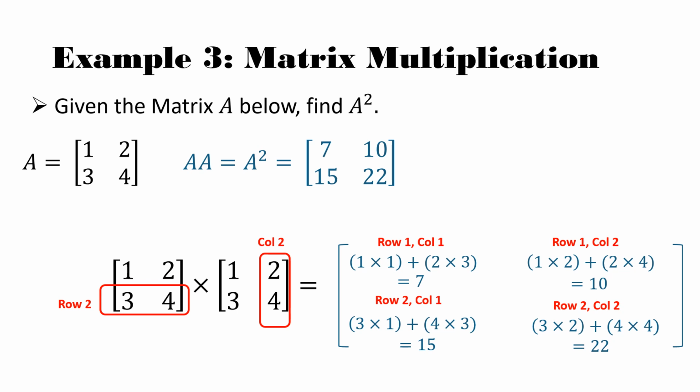So if we want to get A squared, effectively what we're doing is we're getting A squared, and we get 7, 10, 15, 22. There's no magic shortcut for this. You're just going to work through like normal matrix multiplication.